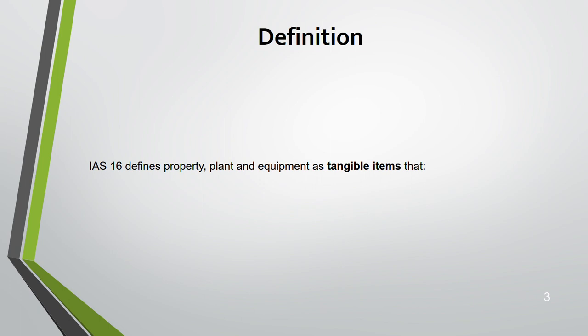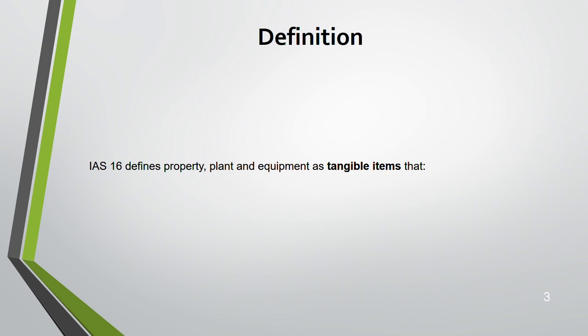You can go to a factory and touch machines, no? They're tangible. Why did I emphasize the word tangible? There are two types of assets: tangible and intangible. For intangible, we have a separate standard, IAS 38. That's why you should not get confused between these two types of assets. One is intangible assets, one is tangible assets.